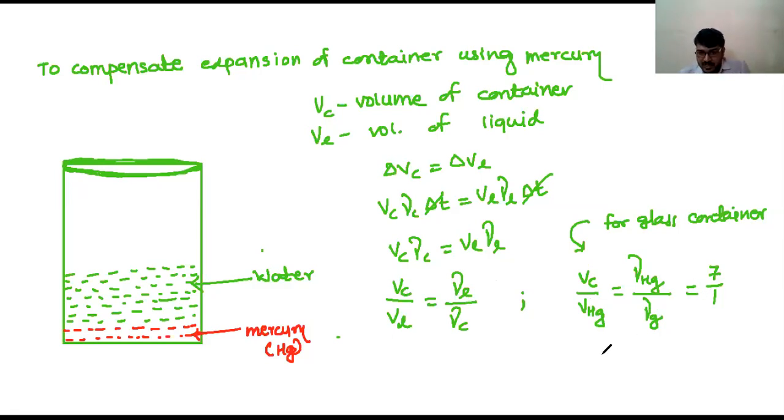So if I take the reciprocal, then V of Hg divided by Vc is equal to gamma of glass by gamma of Hg, which is equal to 1 by 7.